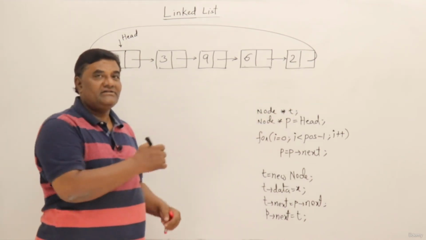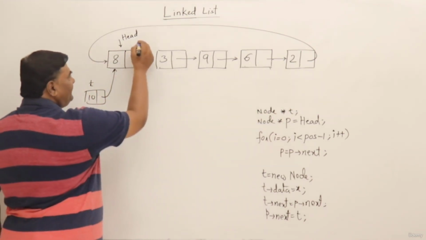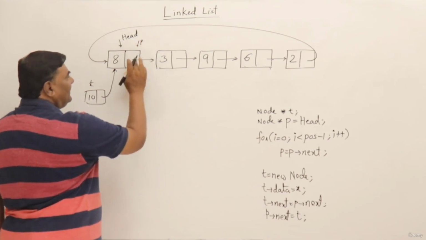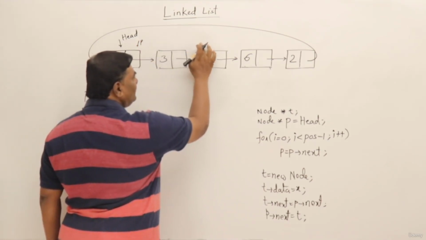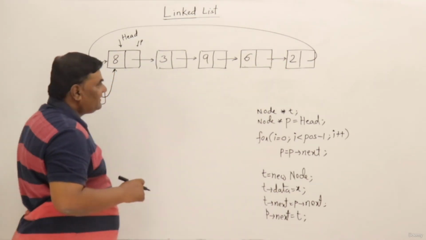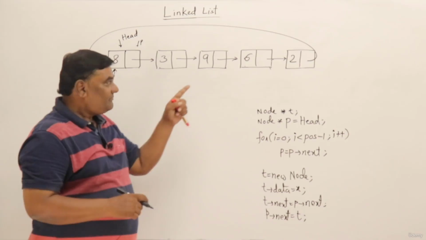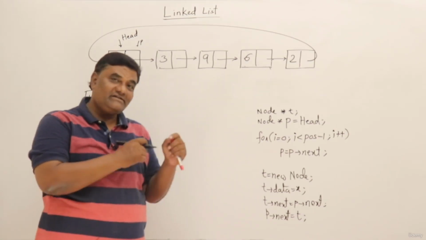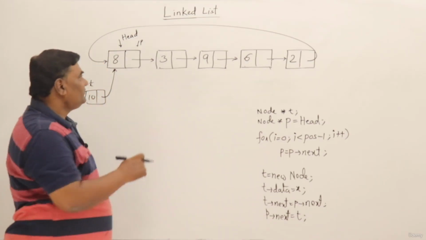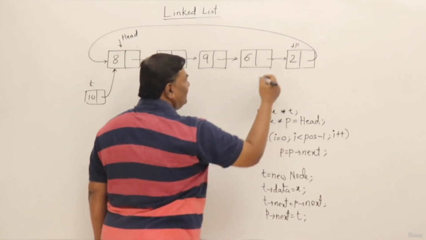So I should reach the last node. How can I reach the last node? Take a pointer P from head node and go on moving it, and stop here. On what basis can I stop there? Because its next is equal to head. So stop on the node whose next is equal to head. So P will move and stop at this node.